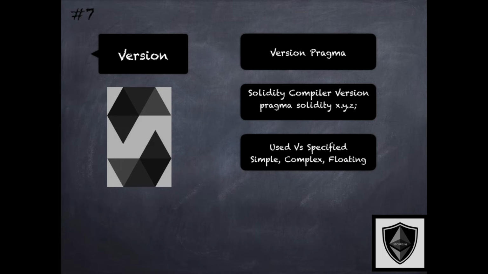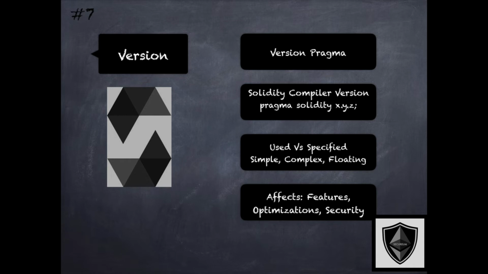So this really allows the developer to specify a range of compiler versions that can be used with this particular contract, and that has some security implications. Similar to the floating pragma, a range of compiler versions can be indicated with a complex pragma, where you have greater than or equal to, less than or equal to symbols that are used to combine multiple versions of the Solidity compiler.